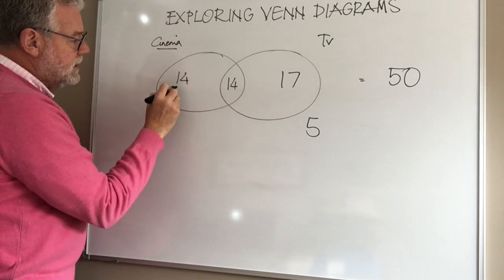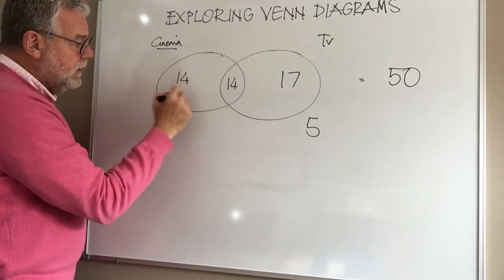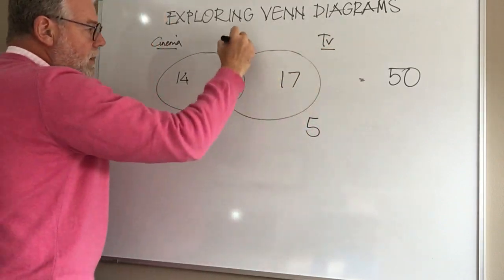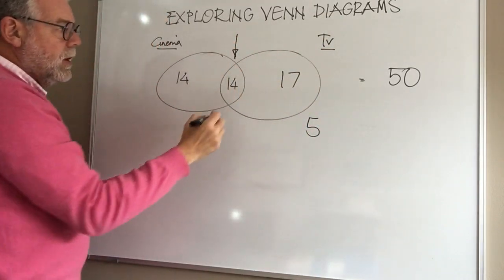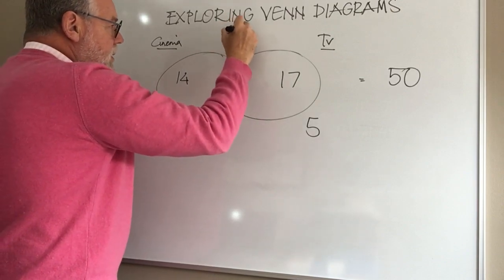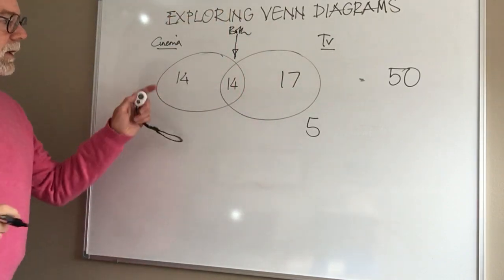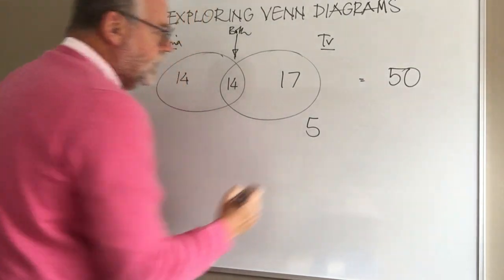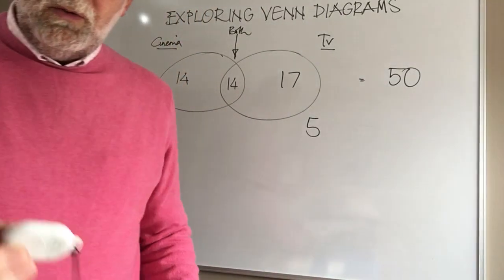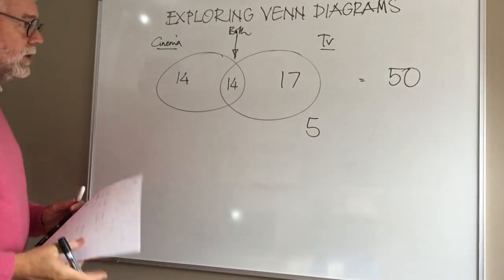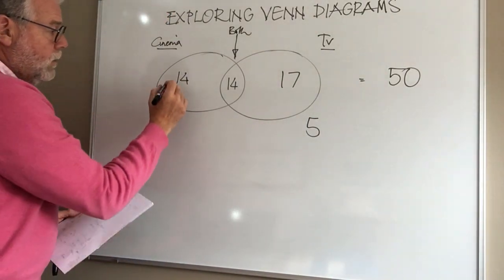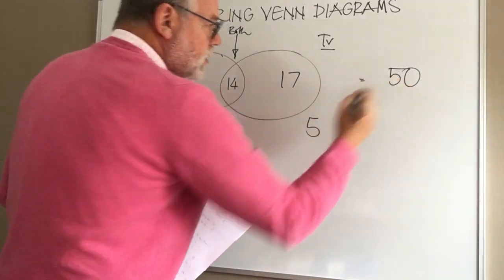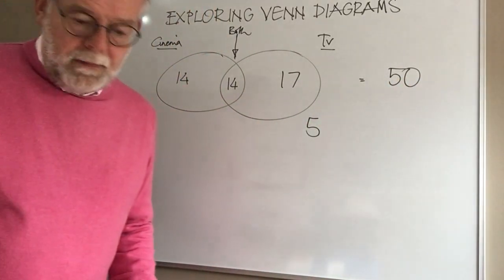Those that enjoy the cinema in this particular part of this region, those who like TV in this region. Remember here, where the circles overlap, it's where people like going to the cinema and watching TV, and that leaves us in the 4th region, people who don't like either of those options. Okay, now when we add the regions together on our Venn diagram, they should equal 50.